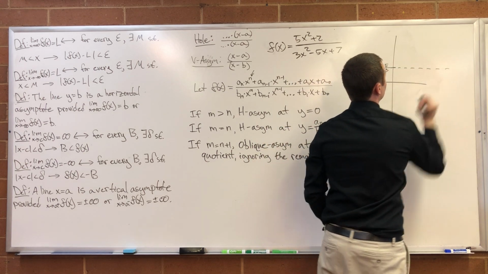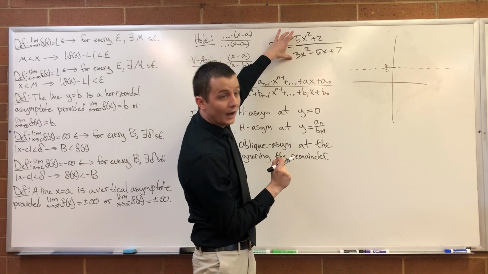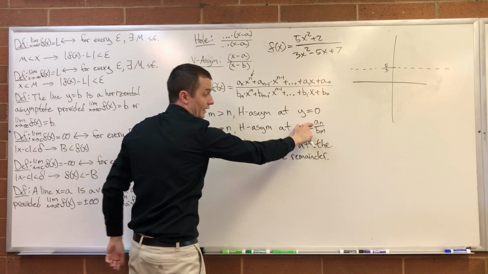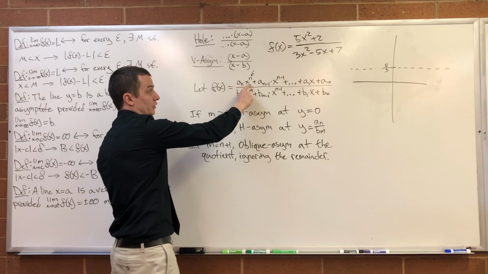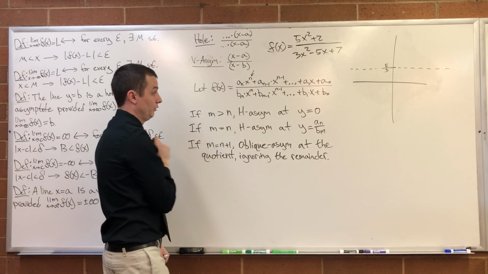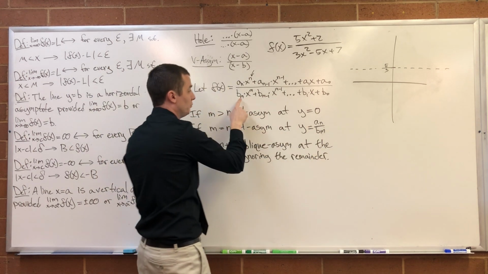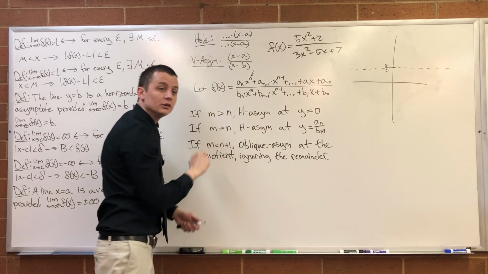Oh, so it's only the coefficient for the highest one? Right, the coefficient of the highest order terms. Yep. So it's a sub n over b sub n. Notice a sub n was the coefficient of the highest degree term, and b sub n was the coefficient of the highest degree term.